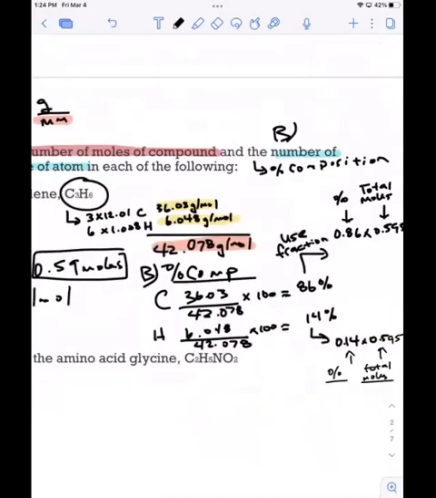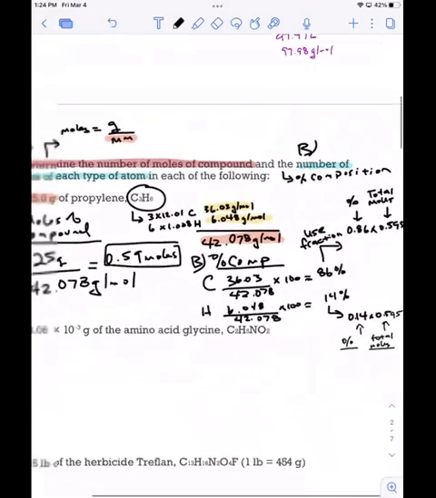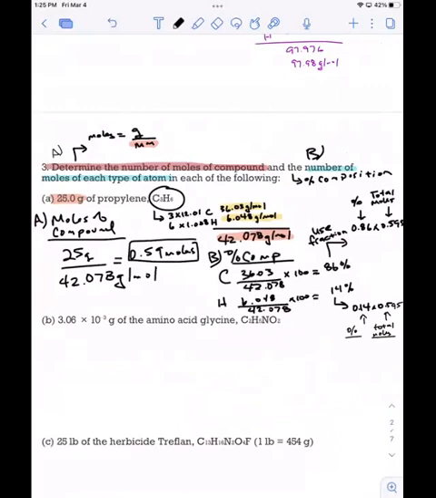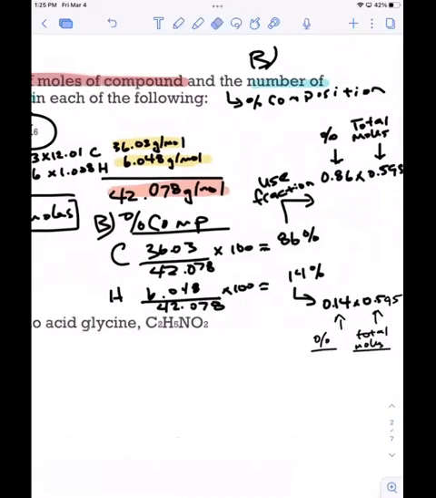So there's a longer way to do this, right? We say it's 86% carbon, and then we can take that 86% and find out how many grams out of that 25 grams is 86%. And then we can take those grams and divide by the molar mass to get the moles. We could do that. But since we already have the number of moles determined, which was 0.59, we reported 0.59.